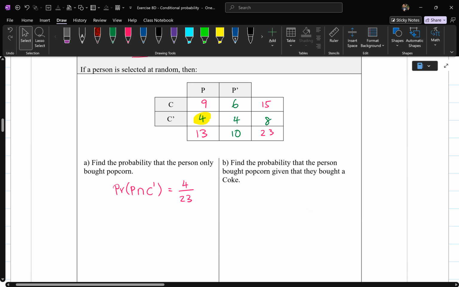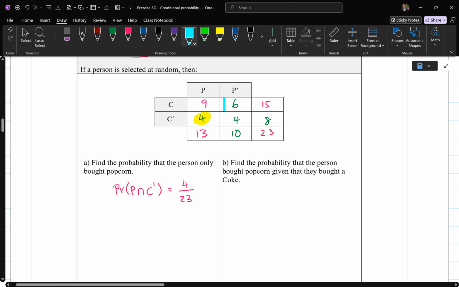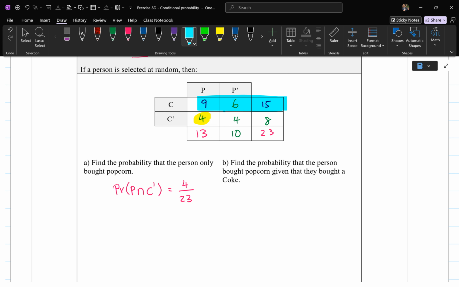Second scenario. B. Find the probability that the person bought popcorn given that they bought a Coke. So you already know that they bought Coke. So looking at this diagram, they already bought Coke. So that's the one thing you know. It's not out of 23 people anymore because some people didn't buy Coke. But in this case, we know they bought Coke. There's only 15 that bought Coke. So that means, given that they bought Coke, it has to be out of 15.